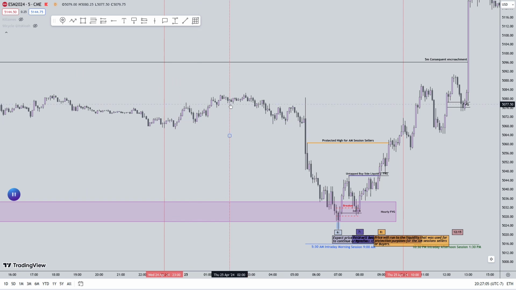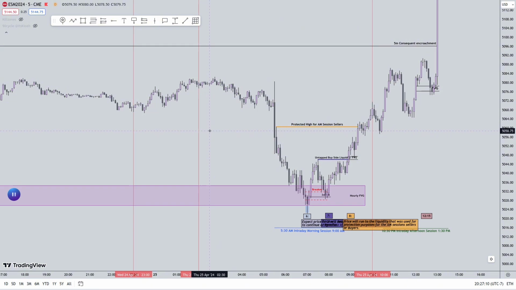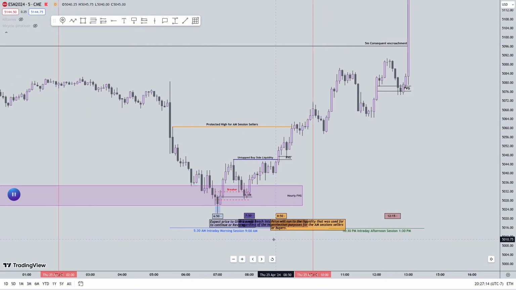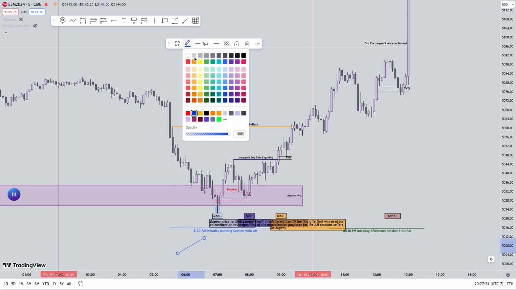And again, the AM session starts at 5:30 to 9 a.m. Los Angeles time. So here you go, there's 5:30 to 9 a.m. Right now, I'll point a little red line at it to show exactly what I'm talking about. 5:30 to 9 a.m.